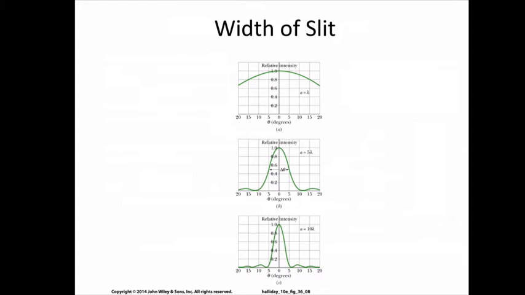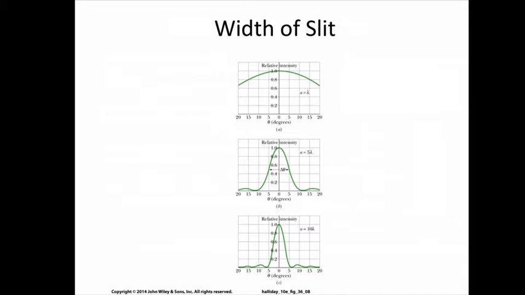This shows the relative intensity in single slit diffraction for 3 values of the slit width a. The trend that you can see is that the wider the slit, the narrower the diffraction pattern. That means for an extremely narrow slit, the bright central maximum should actually become infinitely wide.